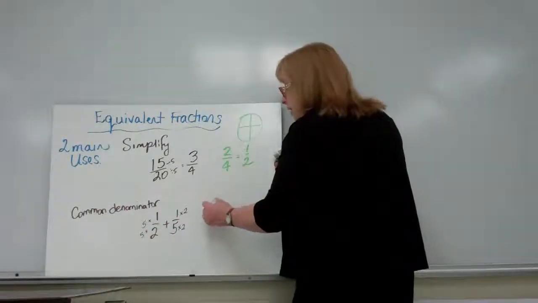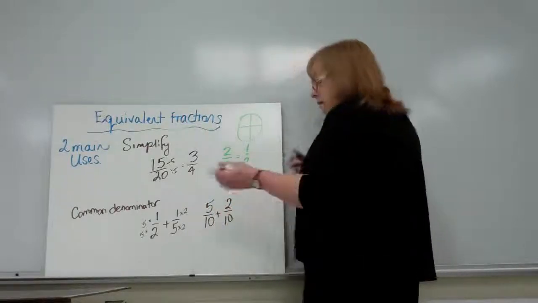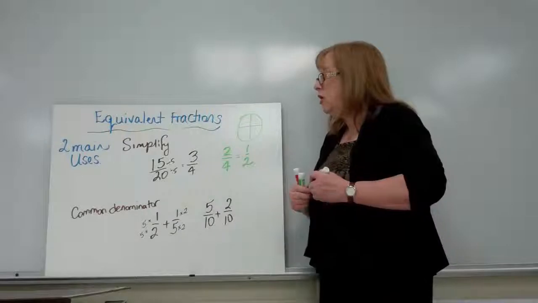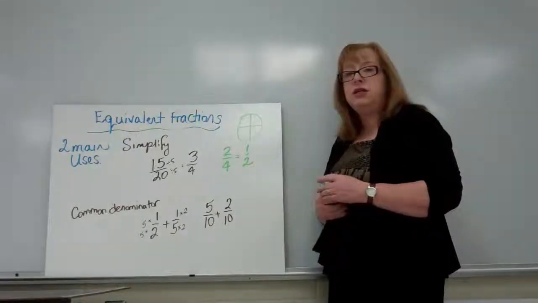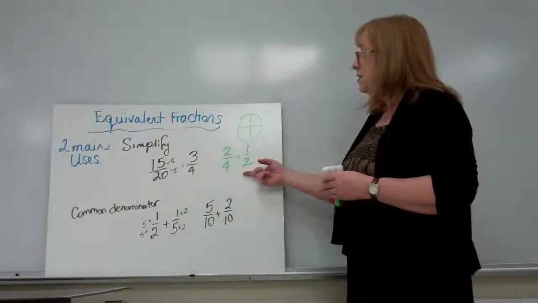And so now I have 5 tenths plus 2 tenths. And now I can add them. And I found my common denominator. So an equivalent fraction is a fraction that looks different but has the same value. These have the same value.